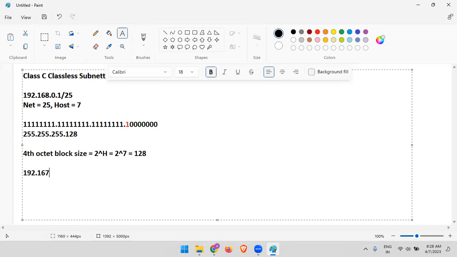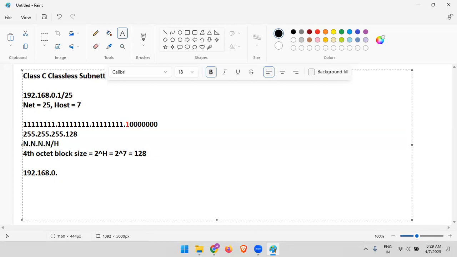192.168.0. Okay, from here, these 3 octets are purely network, and the 4th octet has some part network and some part host. Whatever is the pure network has to remain constant, because the network part is always going to remain constant. So 192.168.0, this part is constant.